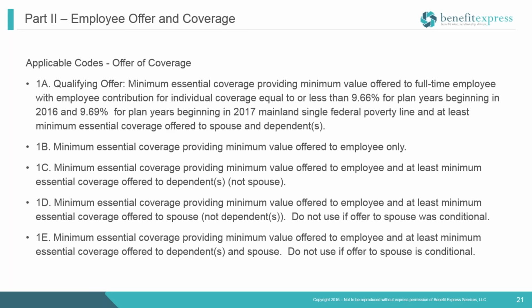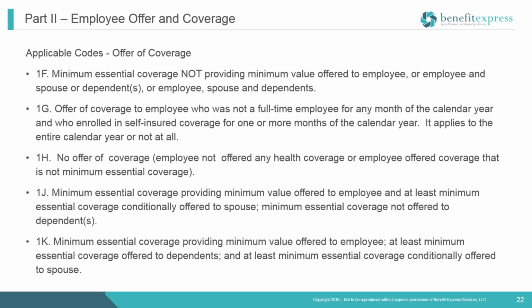1E is where you offer to the entire family, and the offer to the spouse is not conditional. What does conditional mean? It means that we're only going to give you coverage if your employer doesn't offer any coverage at all. That's what that means. 1F, minimum essential coverage not providing minimum value offered to the employee, or the employee and spouse or dependents, or the employee, spouse, and dependents. If you put 1F in there, then you're going to be penalized.